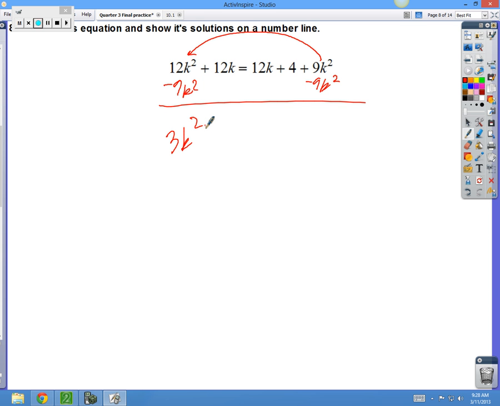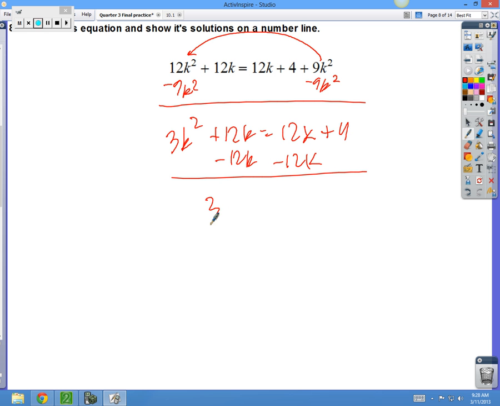3k squared plus 12k equals 12k plus 4. Minus 12k, minus 12k. So do I got 3k squared equals 4? Minus 4, minus 4. I got 3k squared minus 4 is 0. Now I got everything on the same side. So as soon as I got everything on the same side, 3k squared minus 4.